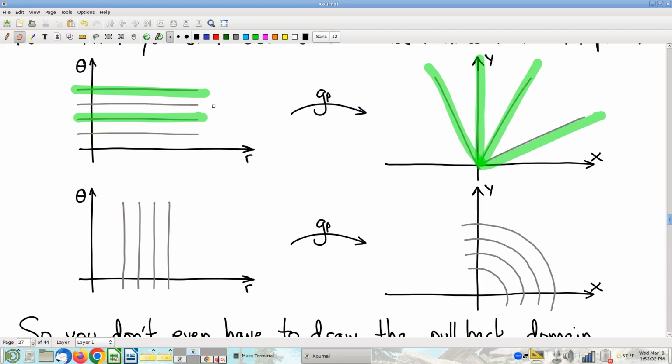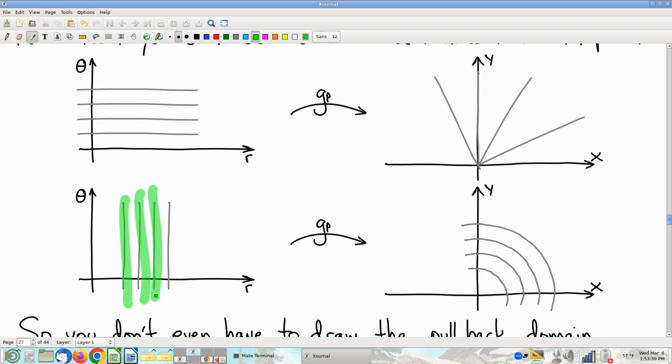Okay. Ditto for r slices. Constant values of r look like this. So those are r slices. Well, constant values of r in the xy plane look like that.